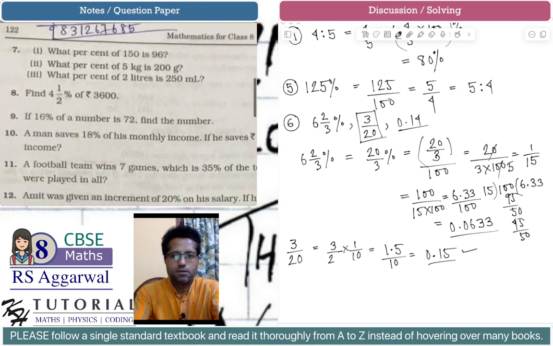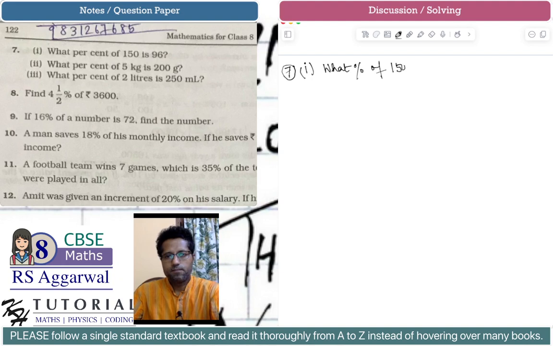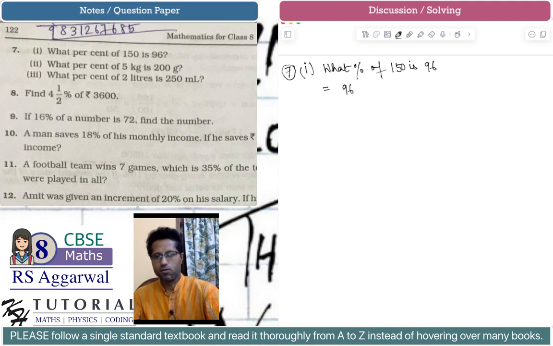Let's do problem number 7. Part 1. What percentage of 150 is 96? We see that both the quantities 96 and 150 are pure numbers, so it is no problem. So the percentage will be 96 by 150 multiplied by 100.